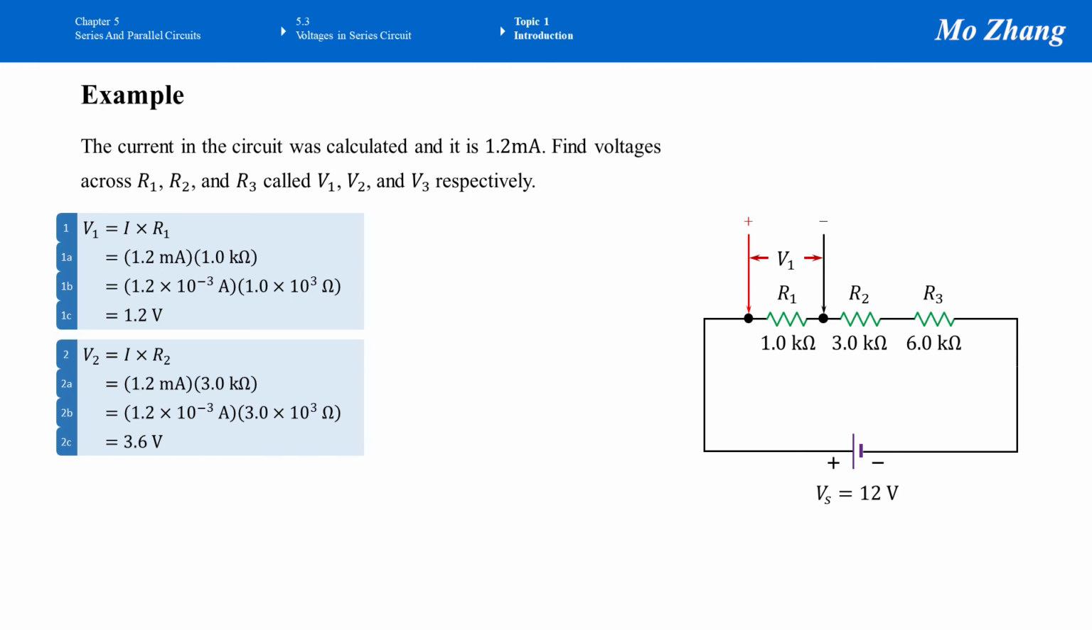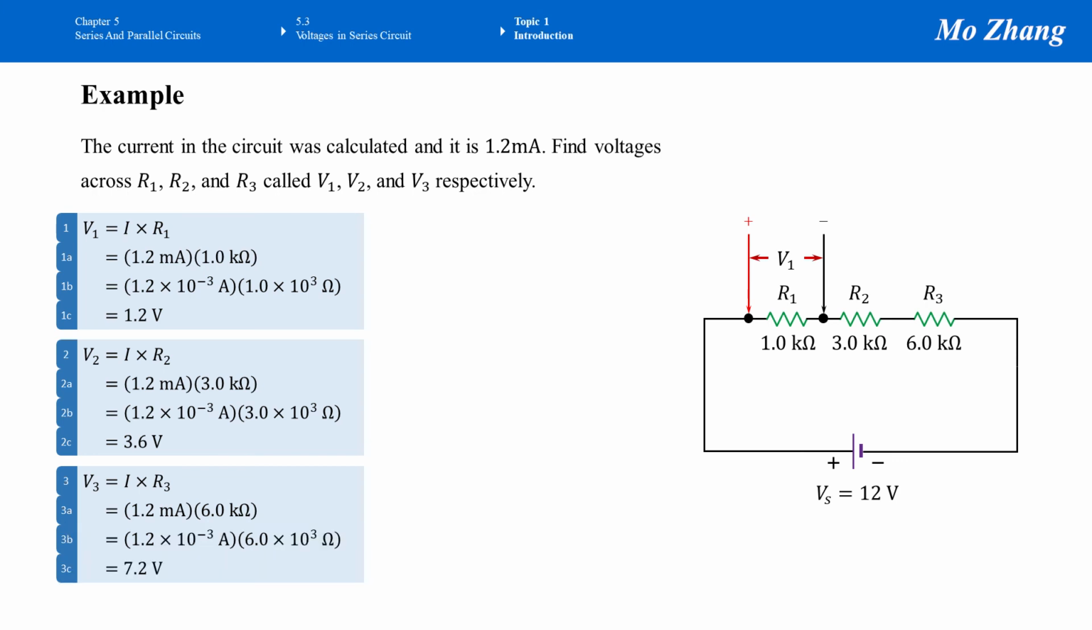For V3, that is current I times resistance R3. Similarly, it's 1.2 milliamps times 6.0 kilo ohm. The product is 7.2 volt.